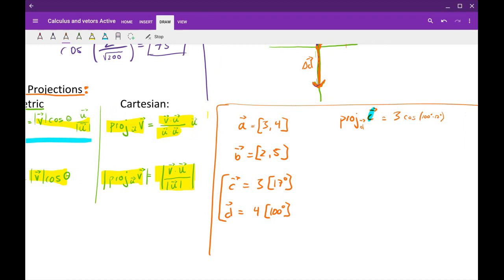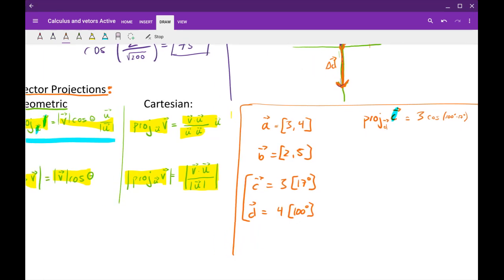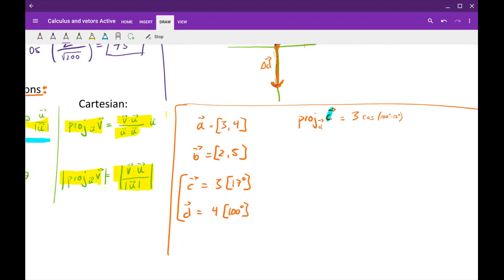Then it's the u vector, or actually, I guess in this case it would be the d vector, divided by the magnitude of the d vector. Well, the d vector is 4 at 100 degrees, and the magnitude of the d vector is 4. Okay?